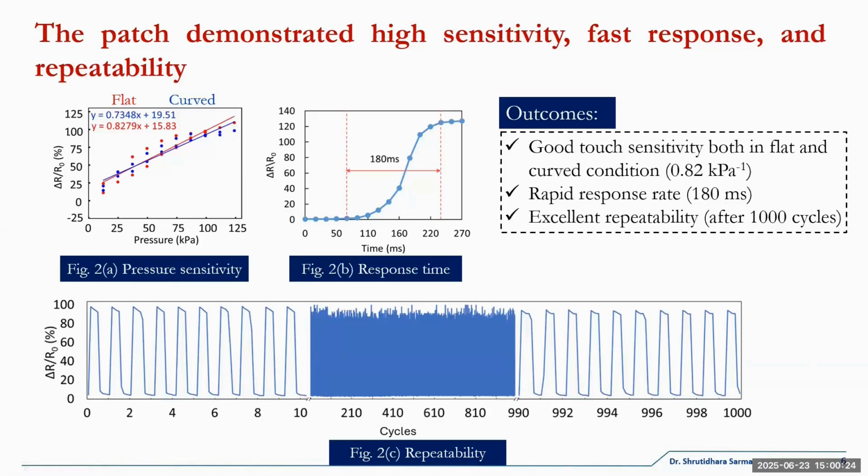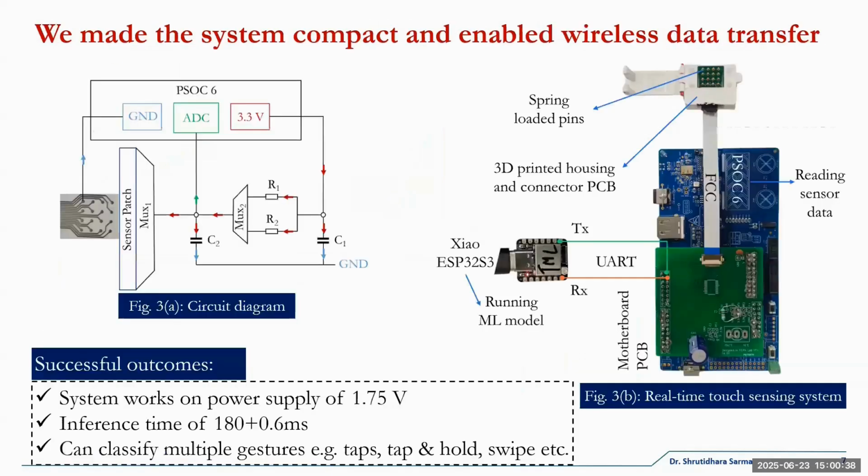I have shown until 1000, but we have tested up to 7000 cycles, and the drift is really, really less. You can see that it's almost repeatable. So now we got the thing that it works both on the flat as well as curved conditions. The repeatability is extremely nice. So now we are good to go.